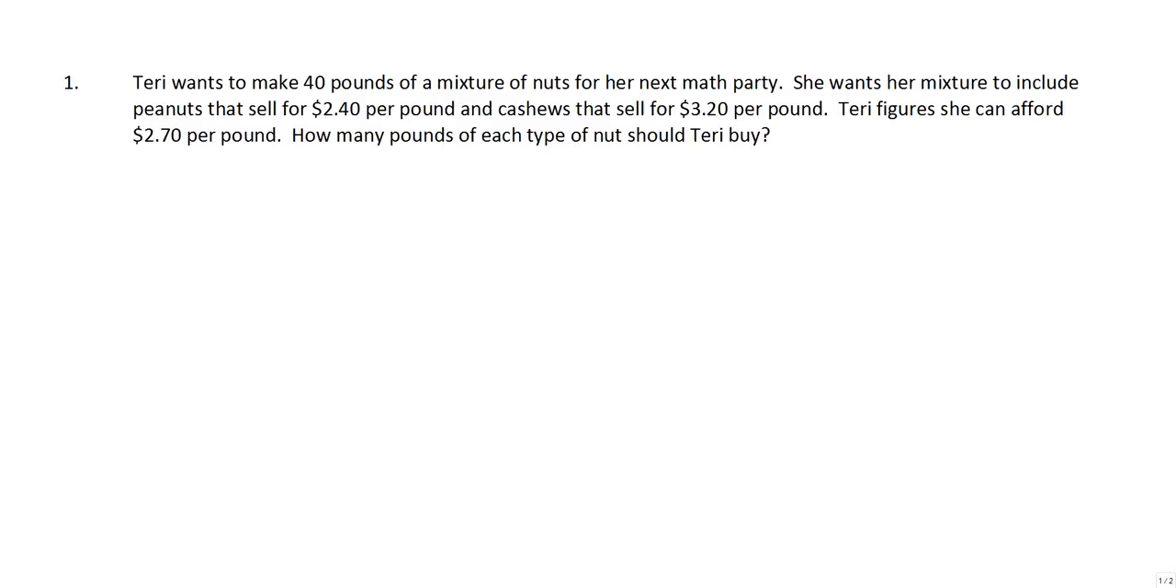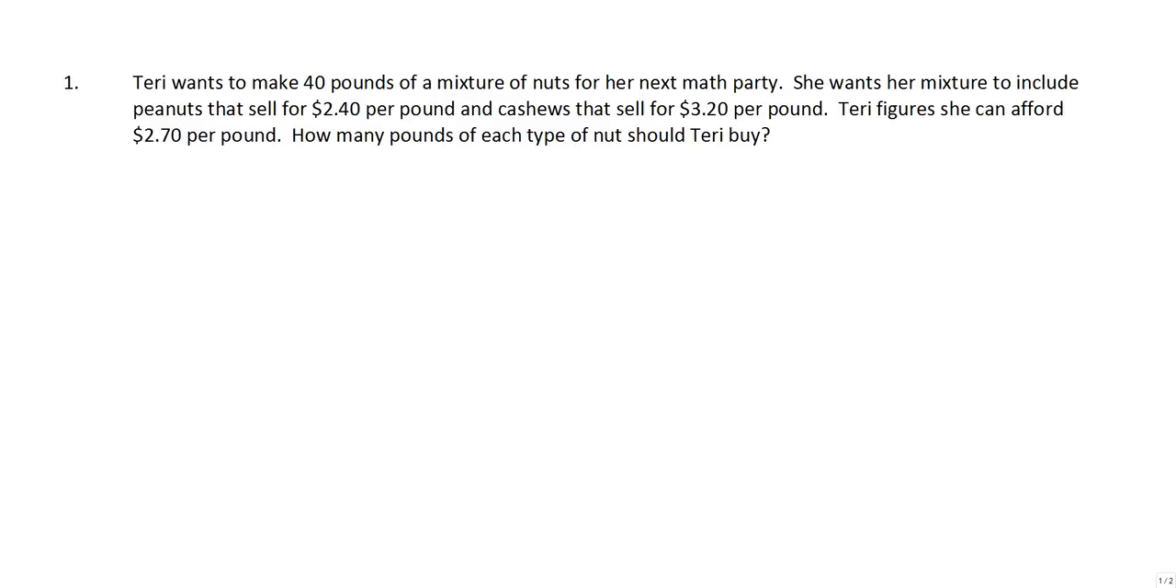So Terry wants to make a 40-pound mixture of nuts for her next math party, and she wants the mixture to include peanuts that sell for $2.40 a pound and cashews that sell for $3.20 a pound. And she figures she can afford $2.70 per pound. So how many pounds of each type does she need to buy?